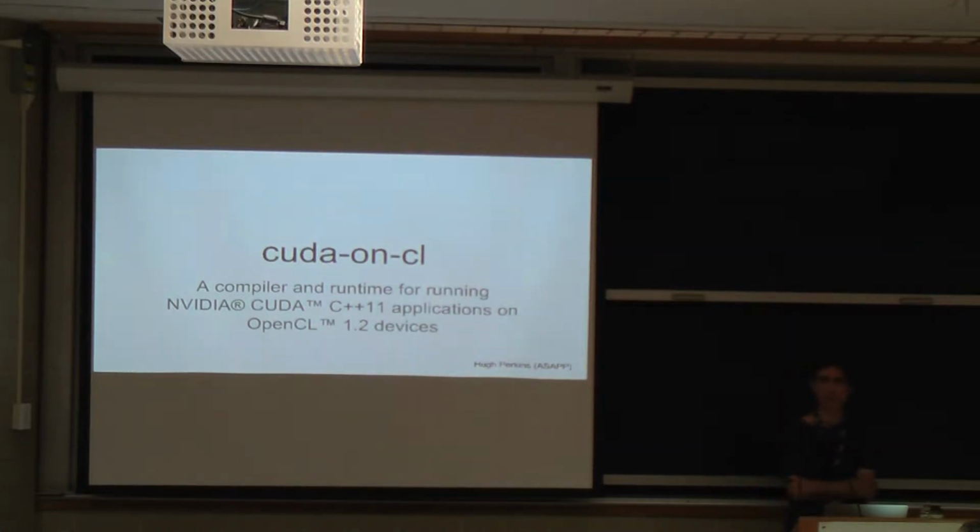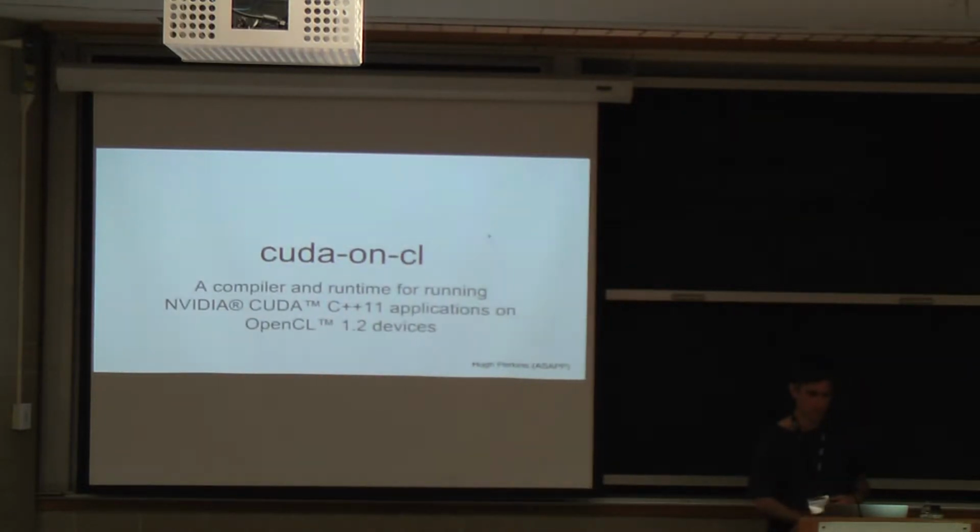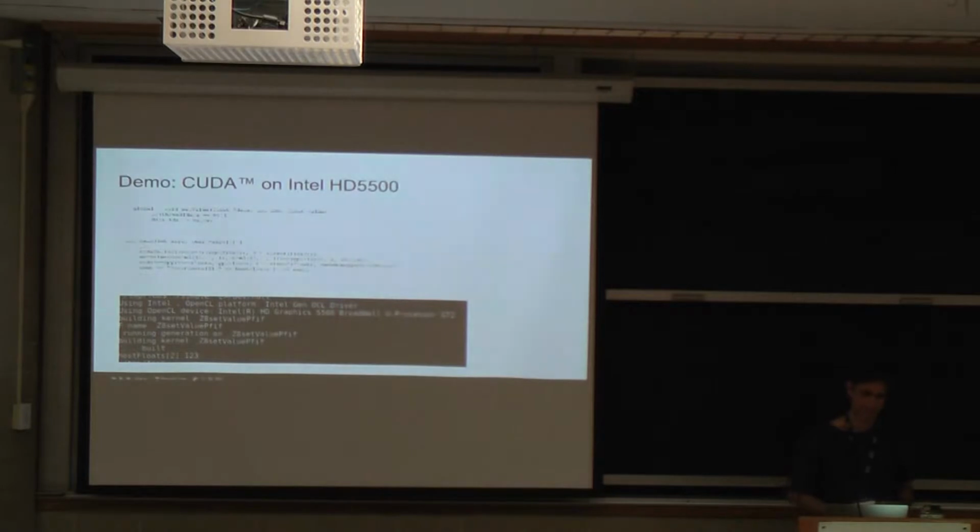Okay, so this is about CUDA-on-CL, which is a compiler and runtime for running NVIDIA CUDA C++ applications on OpenCL 1.2. Alright, so to start with a demo, as the slide says, we're going to run a CUDA application on an Intel HD 5500. Actually, we're going to run on an Intel HD 530, but same idea.